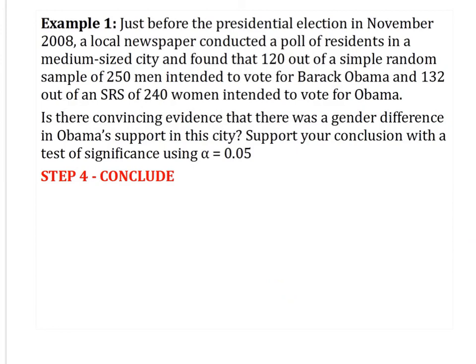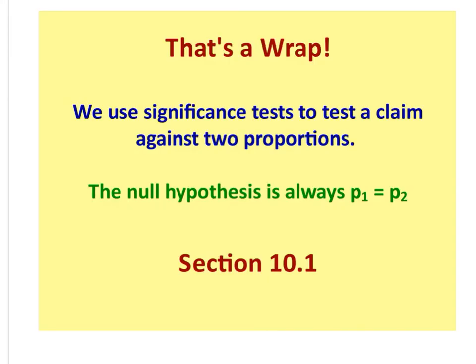So I already did my conclusion. That was the last slide that would go right here. And that's a wrap. We use significance tests to test a claim about two proportions, and the null hypothesis is always that P1 equals P2. The alternative is where I say greater than, less than, or not equal to. So that's a wrap, and here's the video on significance tests for two proportions.